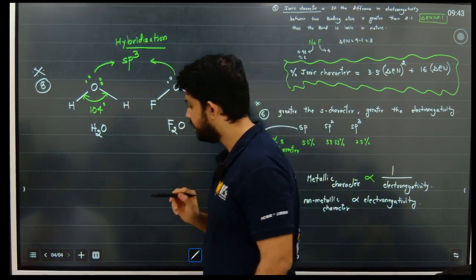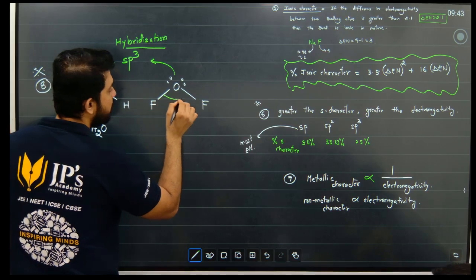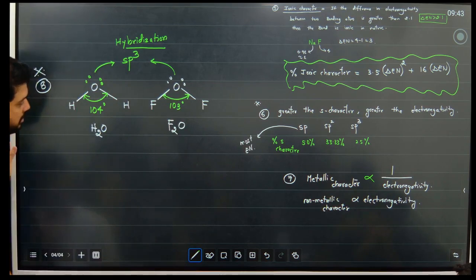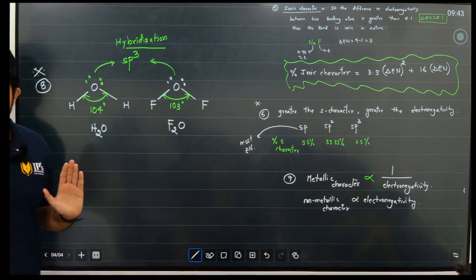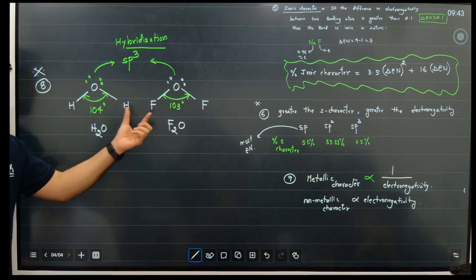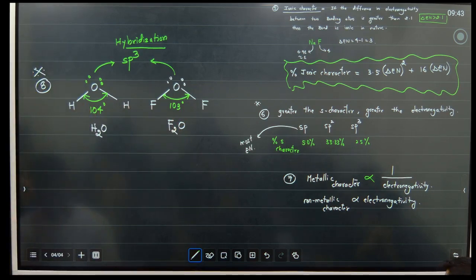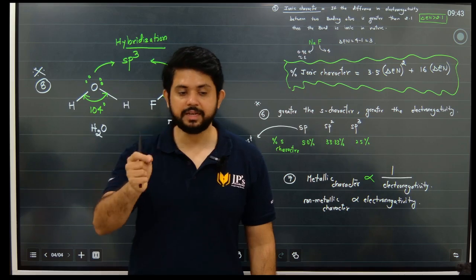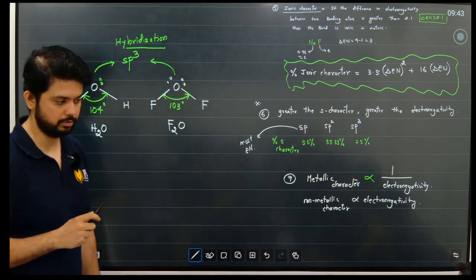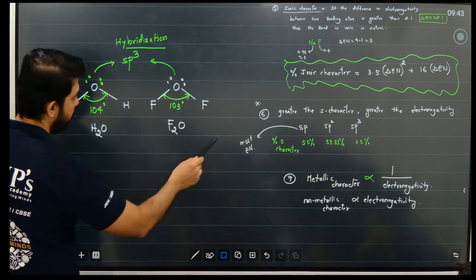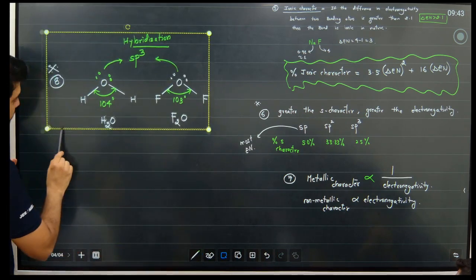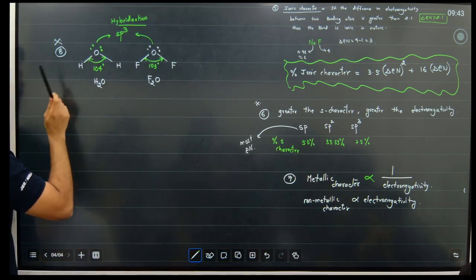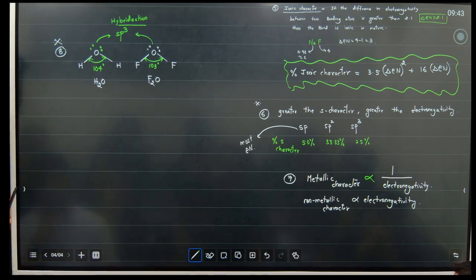But the bond angle here in F2O is 103 degrees. So it is less as compared to water. So why is there a difference in bond angle? Basically, electronegativity also decides the shape and bond angle of molecules. The shape is the same, but how did the bond angle change? Let's try and understand this. In oxygen and in hydrogen, who is more electronegative?